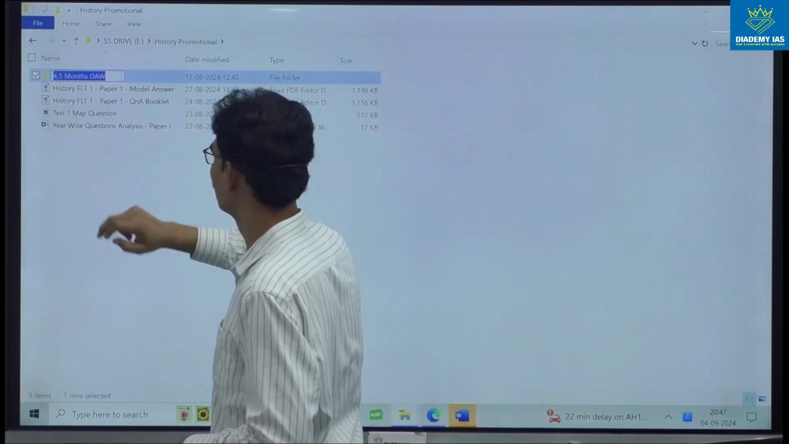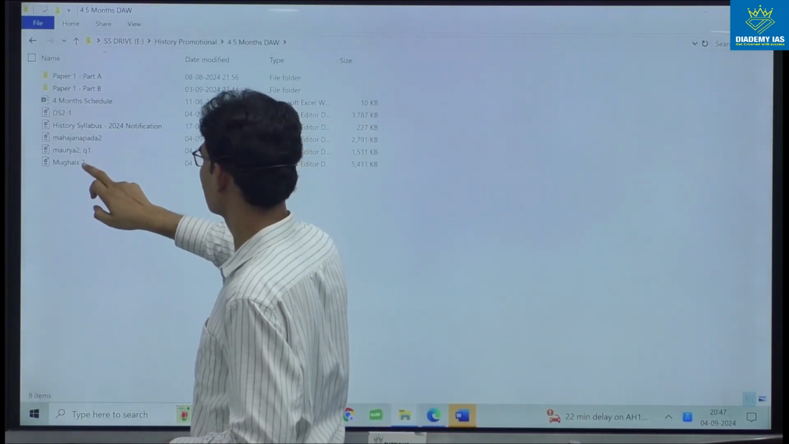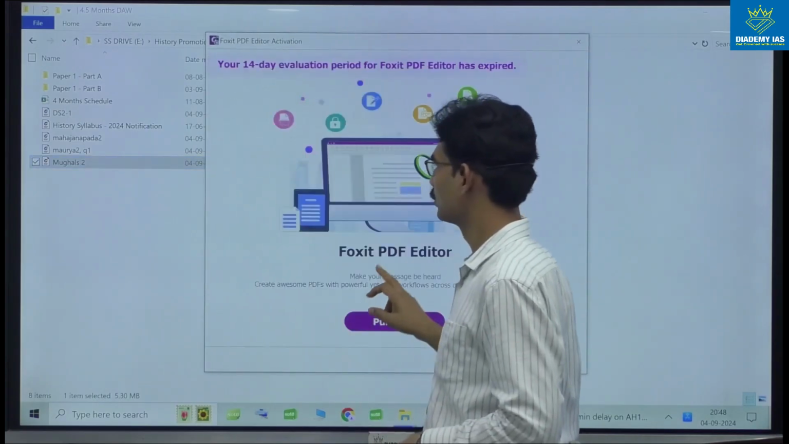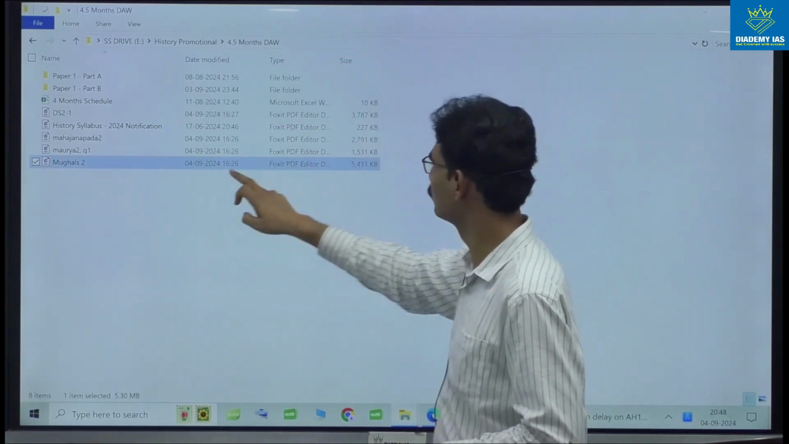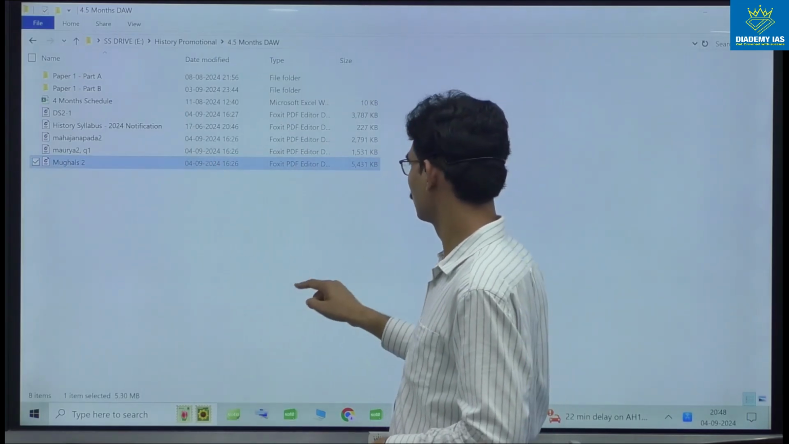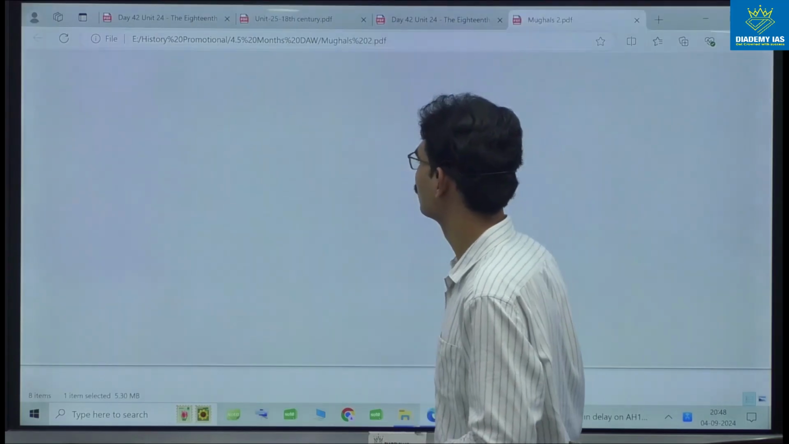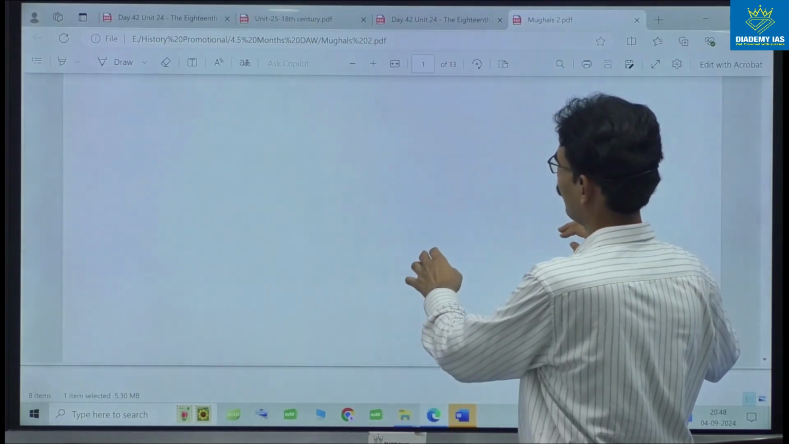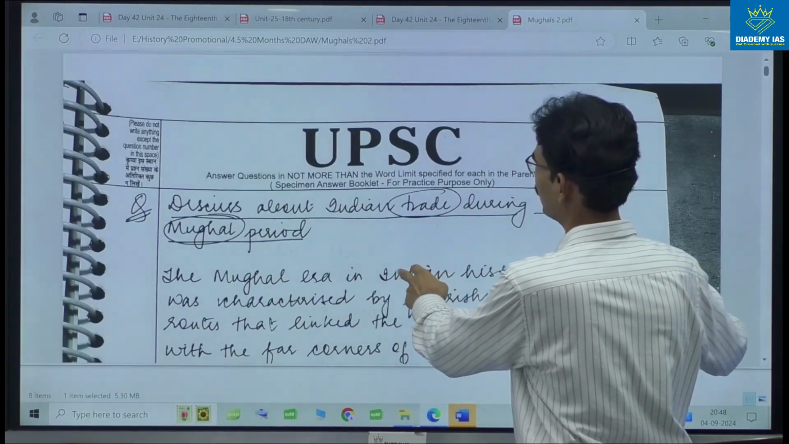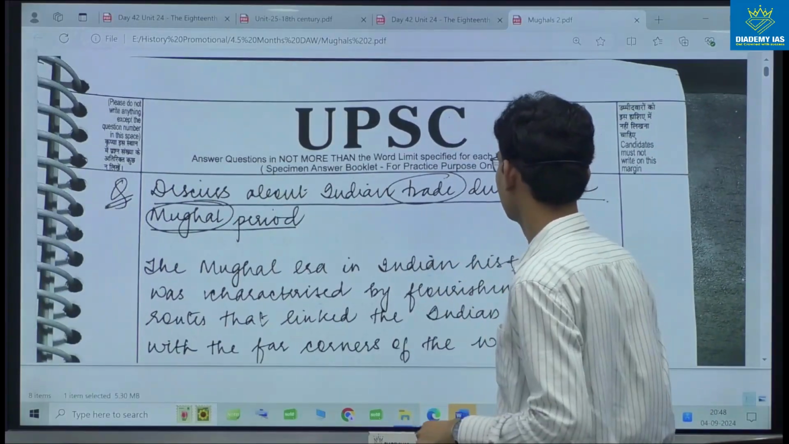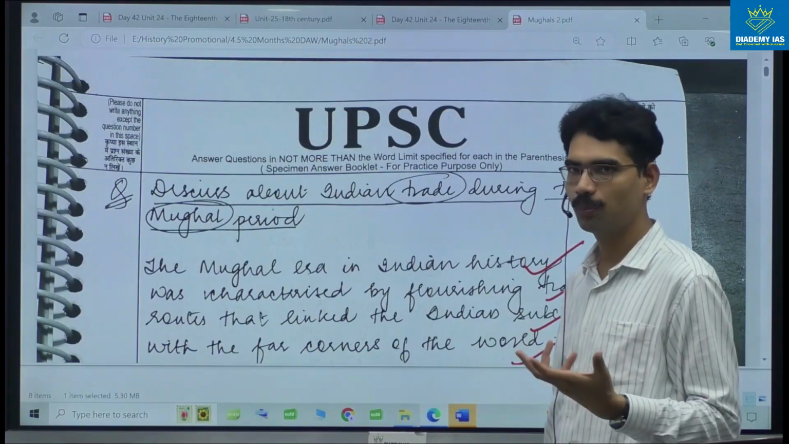These are some of the students' copies. So you can see here, the question is: discuss about Indian trade during the Mughal period.